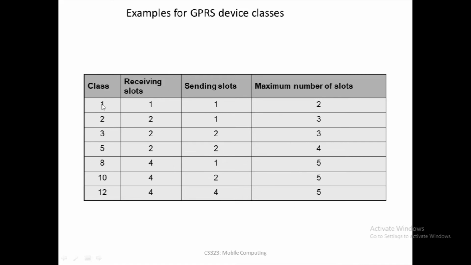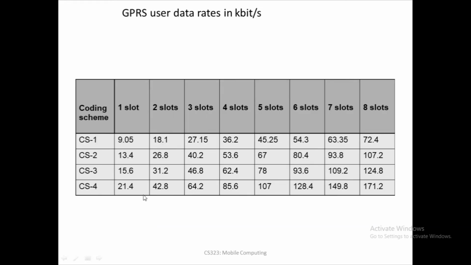So if you consider class 1, the receiving slots are 1, the sending slots are 1, and the maximum number of slots available for GPRS class 1 is 2. For example, consider a class 12 device. It may receive data using 4 slots within the GSM time frame, or it may send data using 4 time slots. However, a maximum of 5 slots may be used altogether. Now, using all 8 slots for data encoded using CS4, the maximum rate of the data is 171.2 kilobit per second.